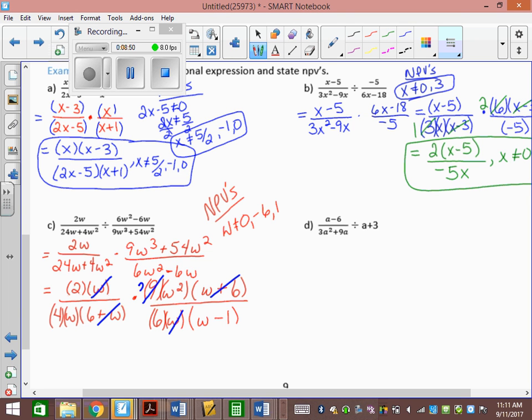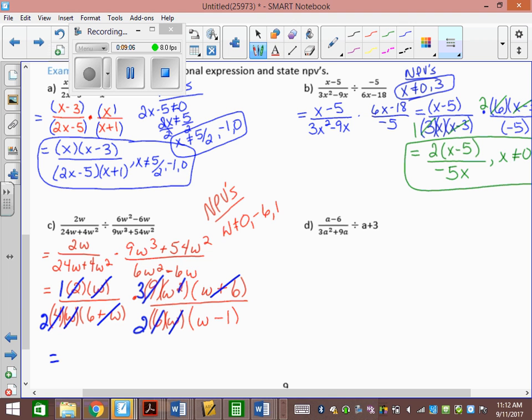So 9 divided by 3 is 3. 6 divided by 3 is 2. W and the w squared, I can take off one w. 2 and 4, I can take out a 2. 2 divided by 2 is 1. 4 divided by 2 is 2. And then I think I've got them all.